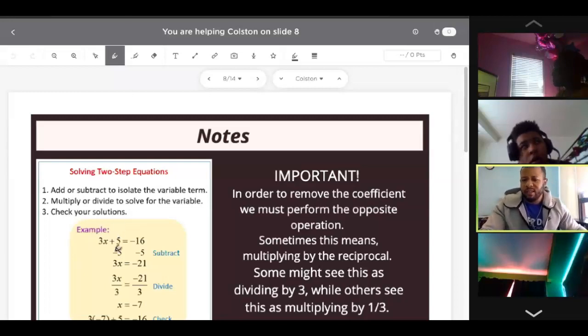I'll put that part in there. That's just confusing. So remember, you're just going to do the opposite. Don't worry about multiplying by the reciprocal. Just know we're going to do the opposite.